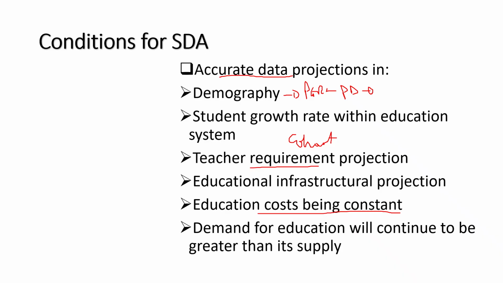Then you also need to understand the demand for education will always be continuing to grow, and therefore supply must anticipate this demand, because as population increases, then demand for education also will increase. These are the conditions which must be met if you plan for social demand approach.